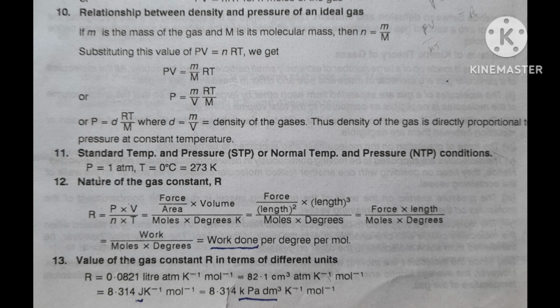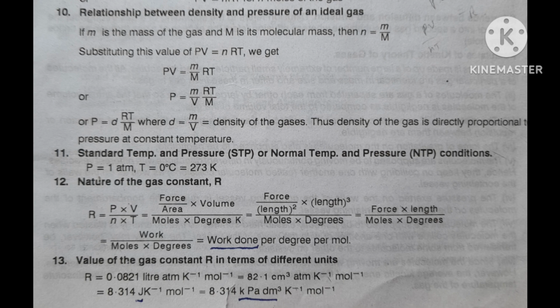Now the nature of the gas constant R. I am going to tell you about the nature of the gas constant R. What is the value of R? You should understand what the gas constant R actually is. You know the ideal gas equation, correct? PV is equal to RT for 1 mole, and for n moles PV is equal to nRT.